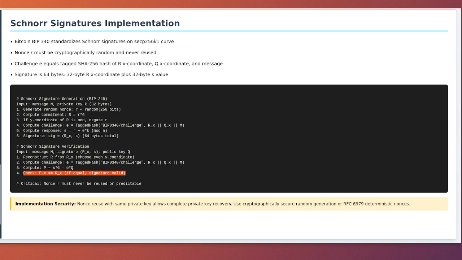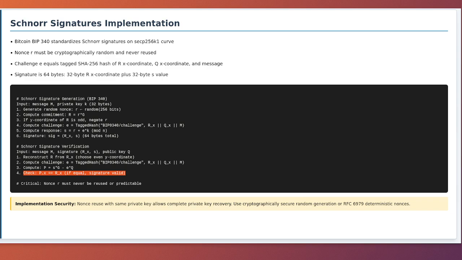Let's verify the verification equation. We have S equals R plus E times K, therefore, S times G equals R times G plus E times K times G. This simplifies to R plus E times Q. Rearranging, S times G minus E times Q equals R, so we compute P equals S times G minus E times Q, and check if P equals R. This is mathematically equivalent to the verification equation we used earlier, S times G equals R plus E times Q, just rearranged.